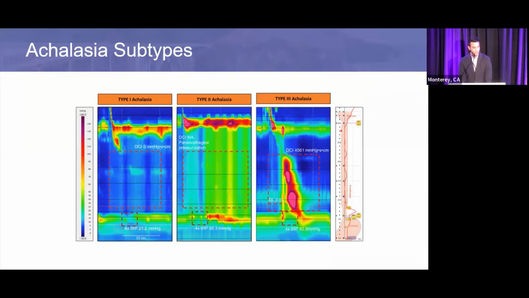Type 2 achalasia, you'll see these pan-esophageal pressurizations. And then type 3 is the spastic achalasia, where you can see there's a rapid contraction with a short distal latency period of less than 4.5. So these are the three major subtypes of achalasia, and obviously can have some potential implications in how they're treated.